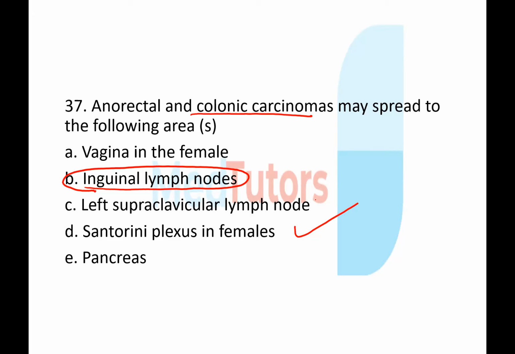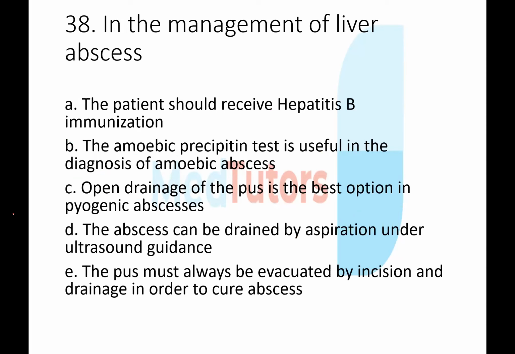So here, the one that is correct: anorectal carcinoma may spread to the others, but those are uncommon. A is the correct answer. It can spread to the vagina in females. Now, what you should know about this is that when a rectal tumor advances into the vagina, they have a rectovaginal fistula, and you see this patient passing feces via the vagina.